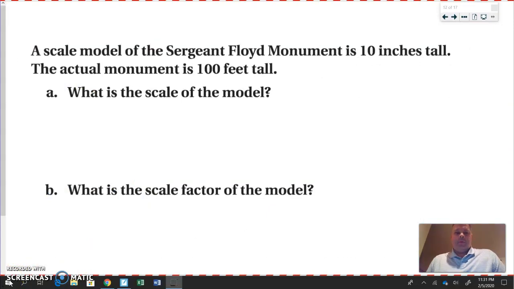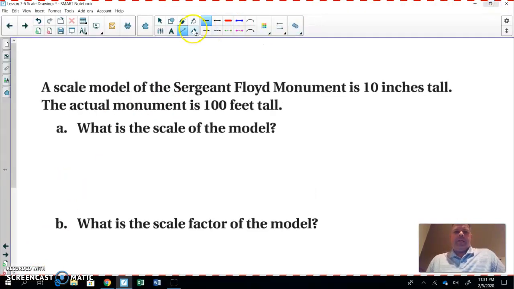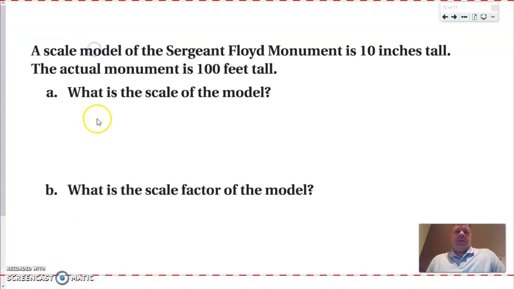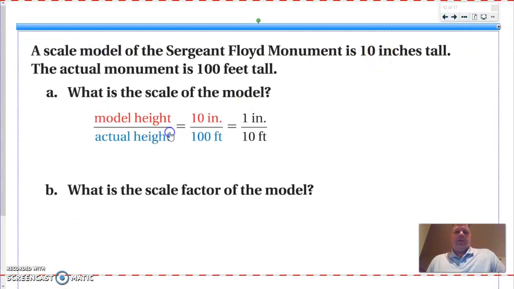In our next example, a scale model of Sergeant Floyd Monument is 10 inches tall. The actual monument is 100 feet tall. What is the scale of the model? So what we need to know here is that we are going to have to take the scale, which is 10 inches, to the actual, which is 100 feet. So 1 inch equals 10 feet. That's the scale of the model.